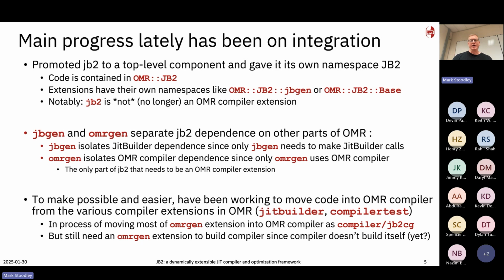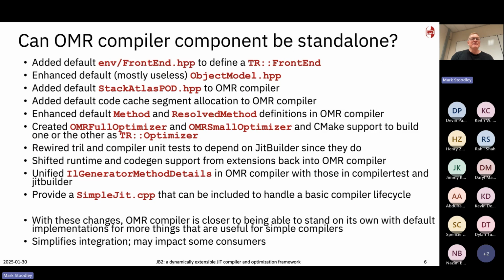For example, OpenJ9 could decide that it wanted to include those JB2 gen or CG files very easily by incorporating them into their CMake files, and then we could use JB2 from within OpenJ9 in a relatively straightforward way. Well, I haven't tested that yet. All right.